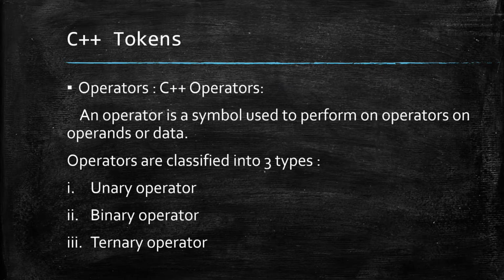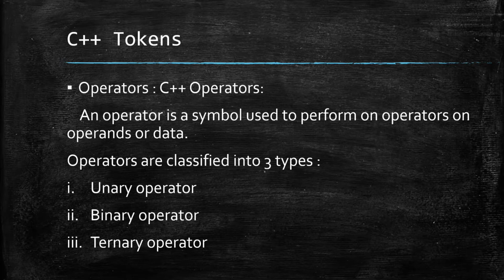Next thing is our operators. So what are operators? An operator is a symbol used to perform on operands or data. In simple language, if I have a plus b, I have to execute this a plus b. So what am I doing with my a and b? I'm adding them. I'm finding the sum of a and b.